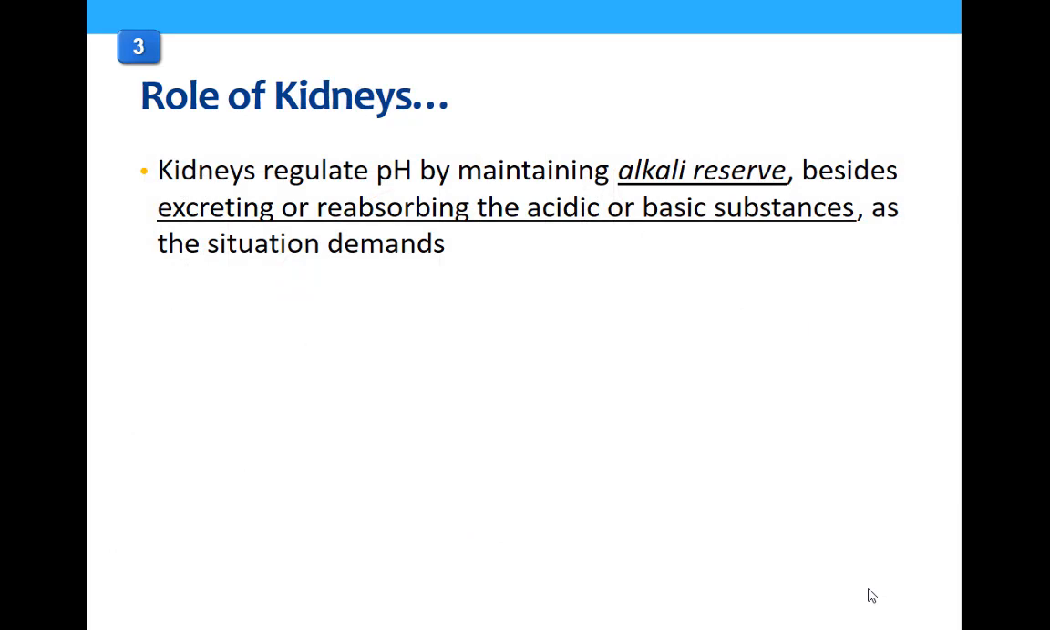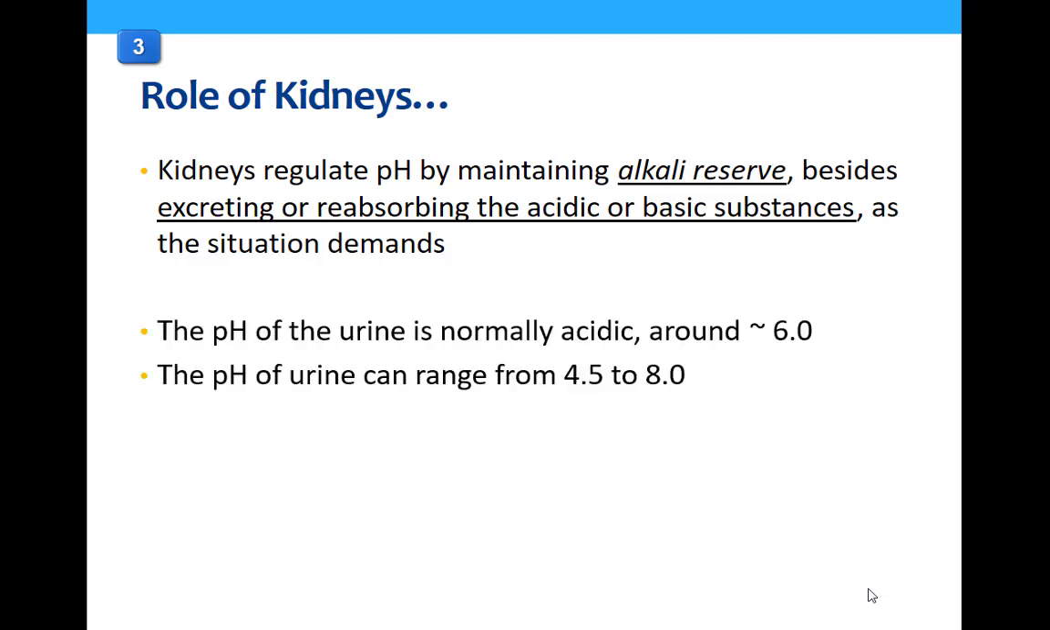All right, role of kidneys now. What kidneys do, as I showed you with the bicarbonate buffer, they actually reabsorb bicarbonate. So they help maintain the alkali reserve. They keep that bicarbonate coming back into the blood so that you have enough bicarbonate there to resist any change in pH. Okay? It also excretes or reabsorbs acidic and basic substances depending upon the situation.